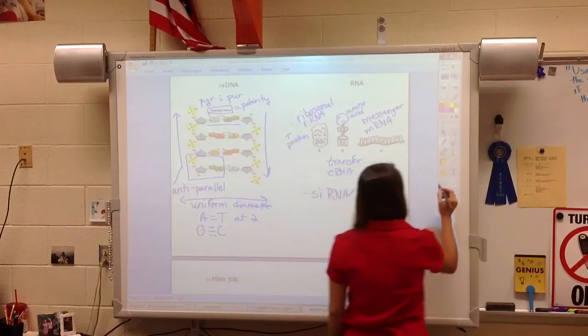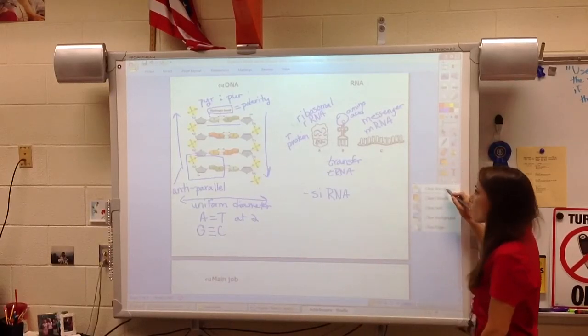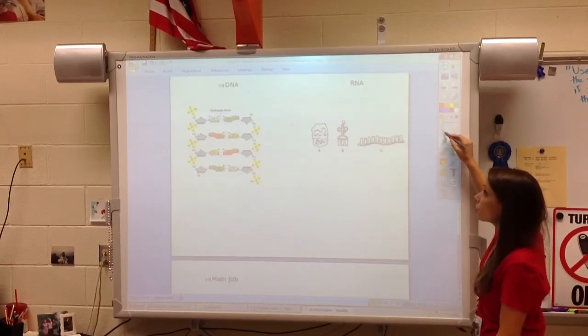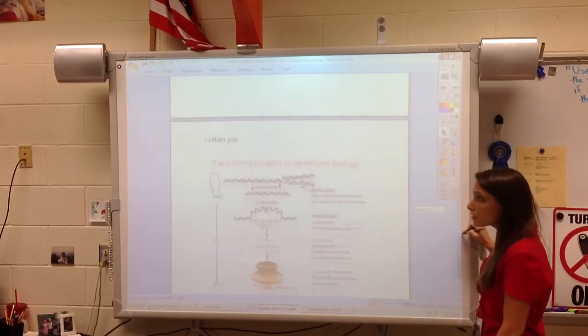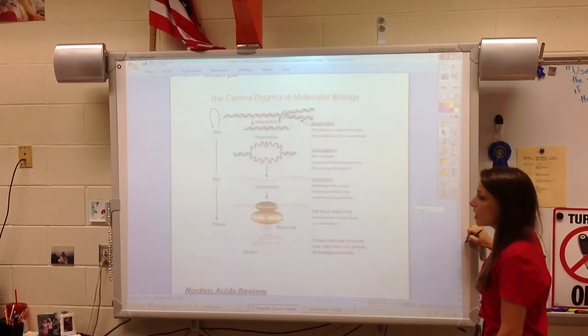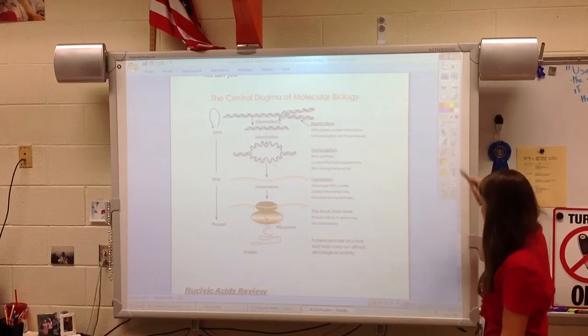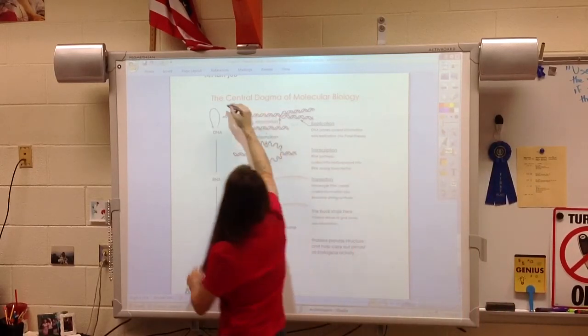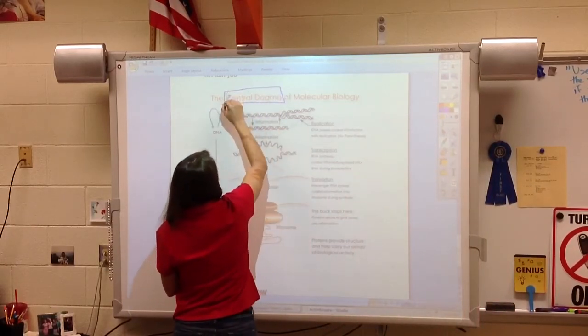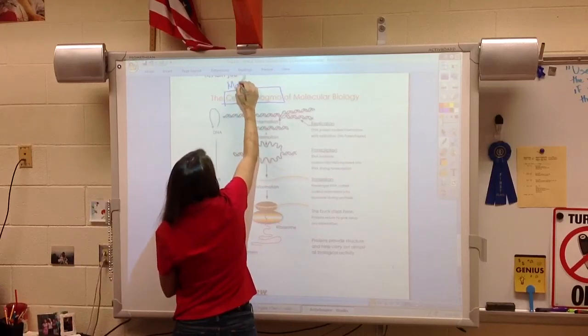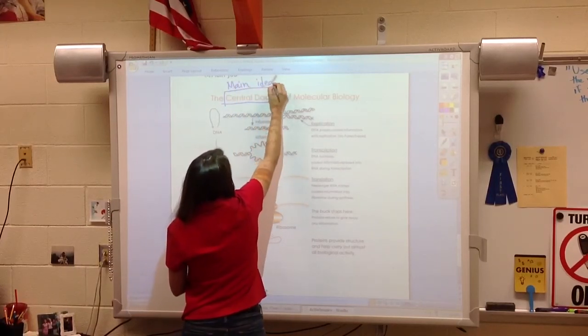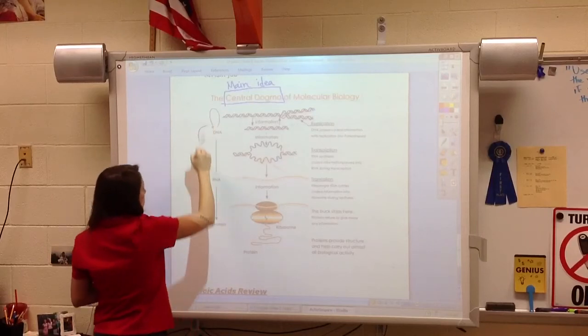So the last part of the notes is about what are their jobs? What do they do in a cell? Why do all cells have DNA and RNA? And this is a big idea called the central dogma. And central dogma basically just means main idea. And the main idea is here.